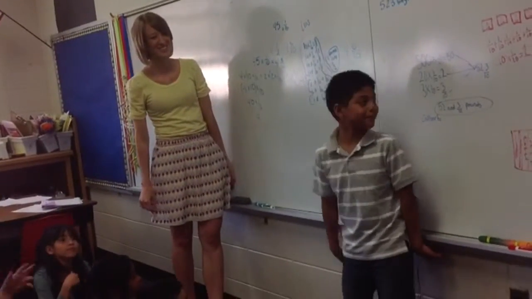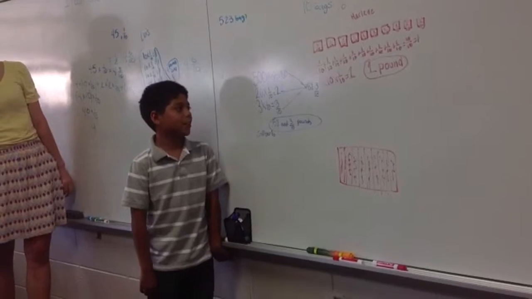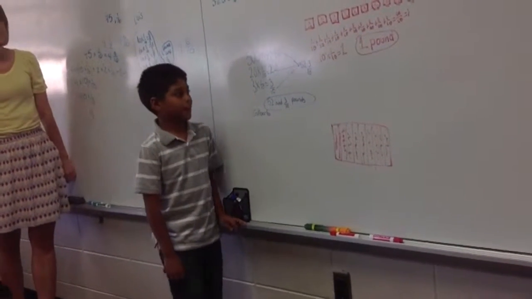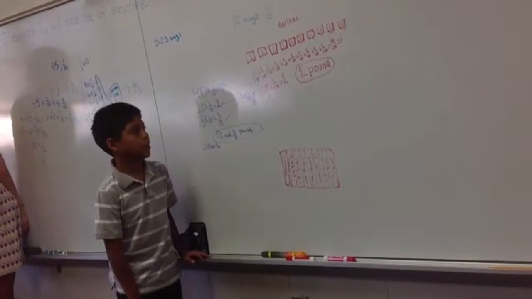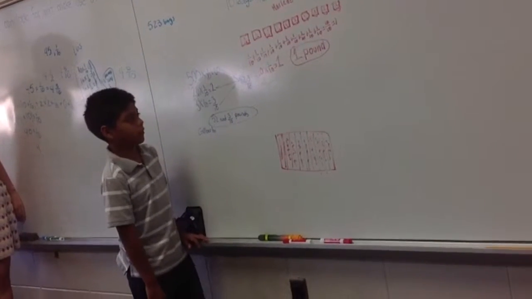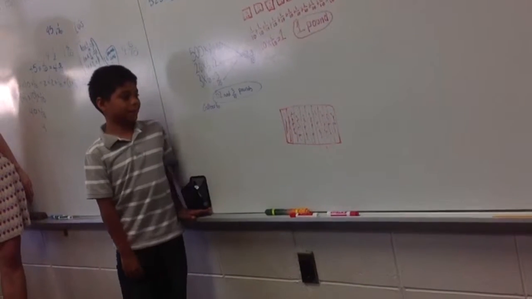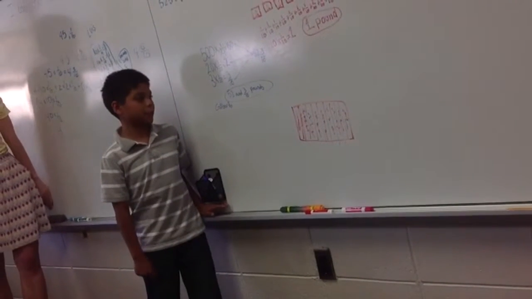Okay, go ahead. I did 500 times 1/10 equals 50. Then I did 20 times 1/10 equals 2. And then I did 3 times 1/10 that equaled 3/10. And I added them all together and I did 52 and 3/10. 52 and 3/10 pounds.